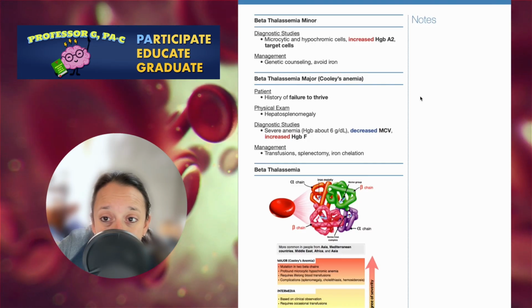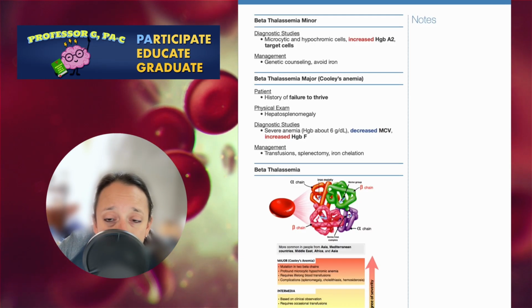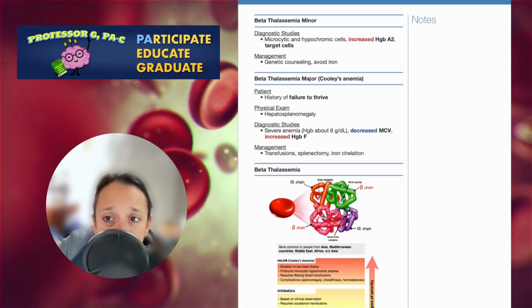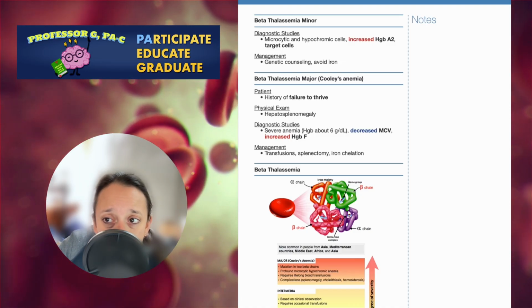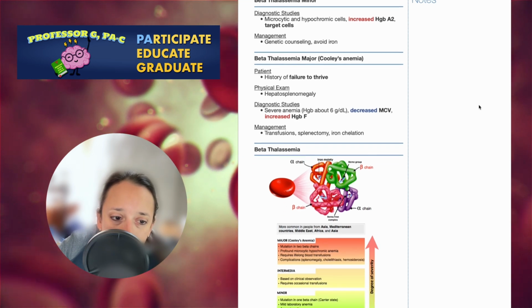Next up, we have beta thalassemia. This is also an inherited disorder of reduced or absent beta globin chain production, and it also leads to a microcytic anemia. It's similar in concept to alpha thalassemia, but this one is basically the beta chains instead.